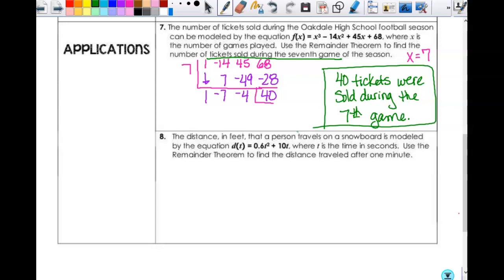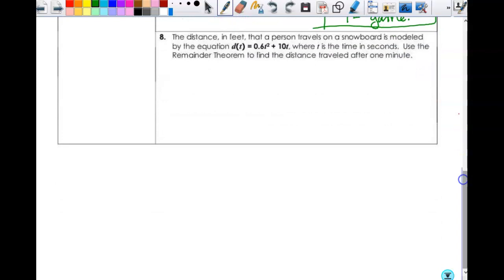All right, number 8. The distance in feet that a person travels on a snowboard is modeled by this equation, where t is the time in seconds. Use the remainder theorem to find the distance traveled after 1 minute. All right, so what is t going to be here?